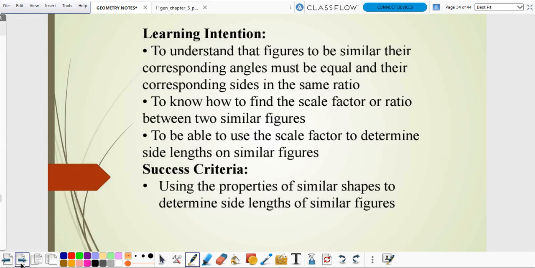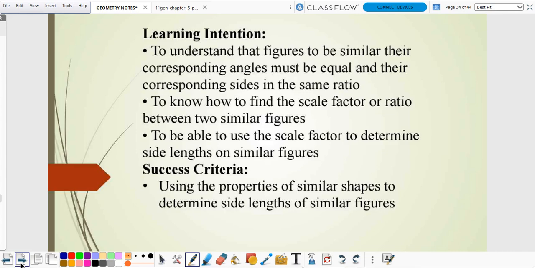Alright, so our intention today is to understand figures that are similar and also understand the corresponding angles or sides that they have similarities with. So for example, if this side of the triangle is AB and this side of the triangle is XY, AB and XY are similar even though XY is a bit bigger. So they have corresponding sides, and we need to understand the ratio of whether they've been made bigger or smaller.